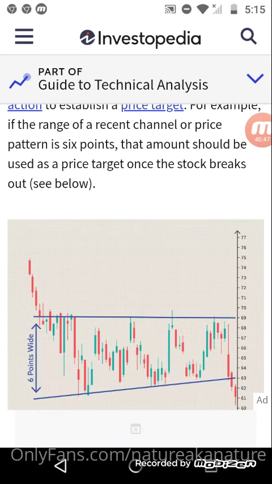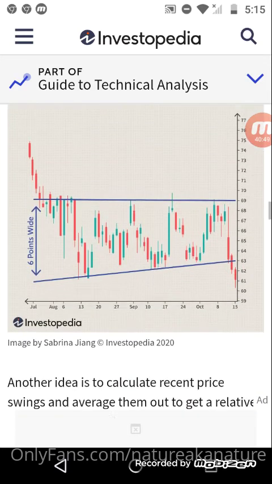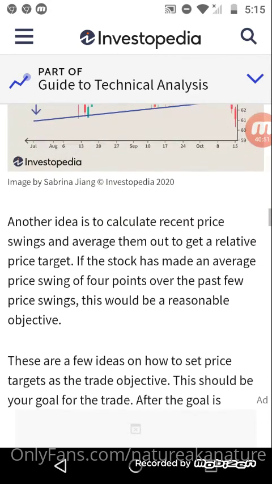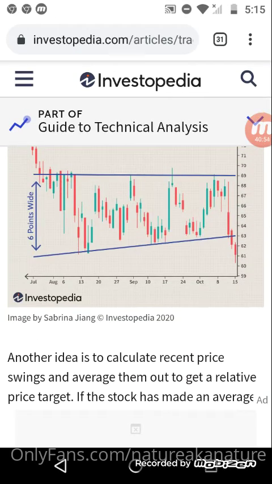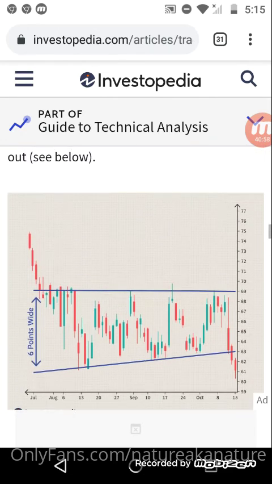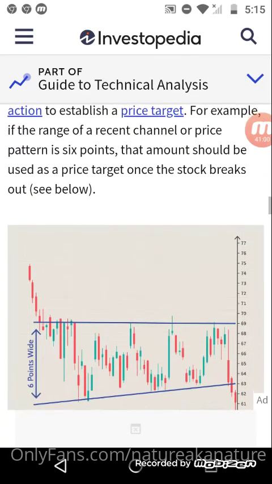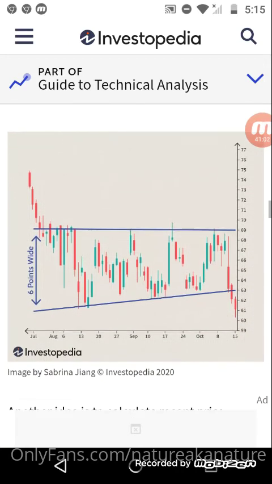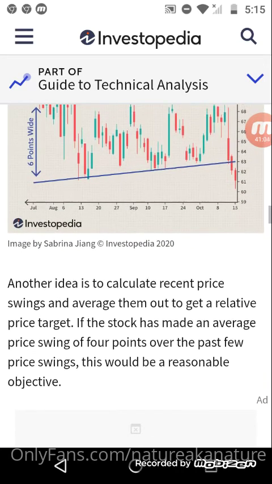After the goal is reached, an investor can exit a portion of the position to let the rest run. You put a stop loss in. You could take a portion of your position, a portion of your money, and let the rest of the trade run, or you could just put a stop loss order in and lock in all your profits.